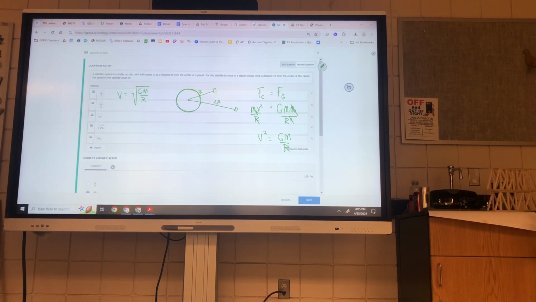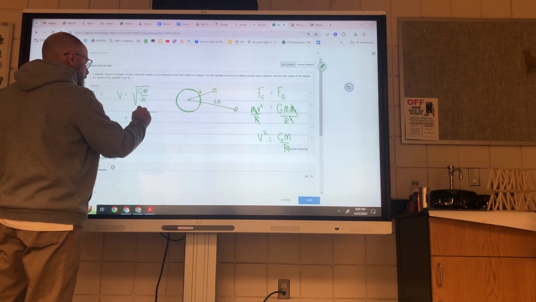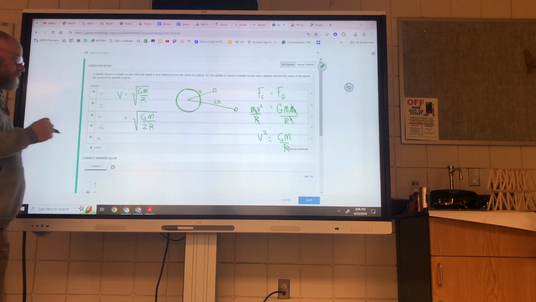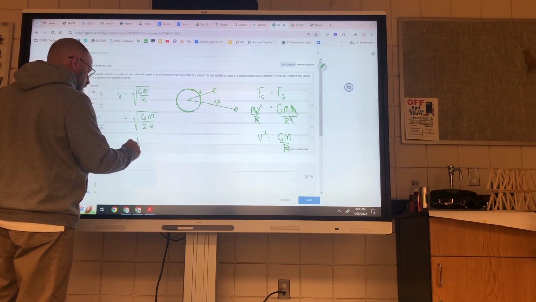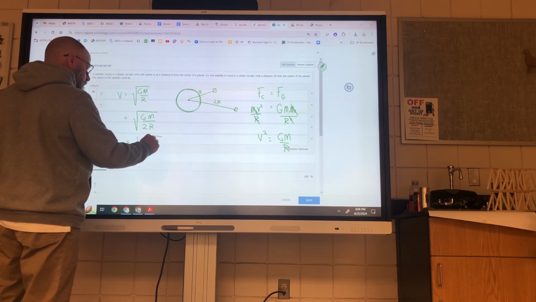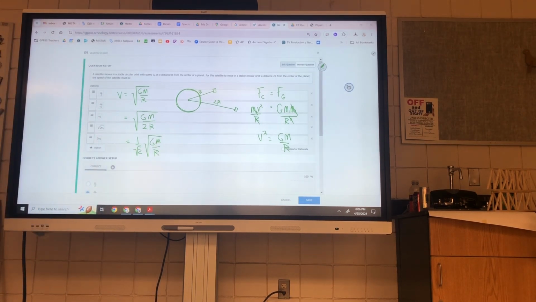Yes. So what's gonna happen? I gotta double my R. So if I double my R, really what's happening to the whole right side? Right? The whole right side decreases by a factor of root 2.